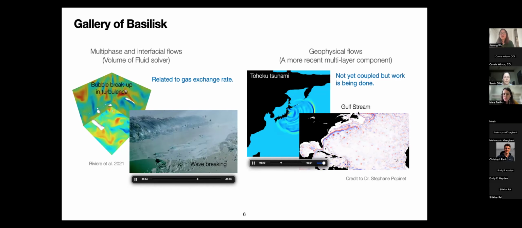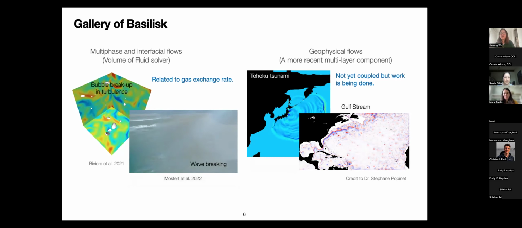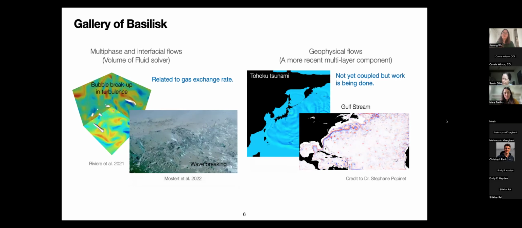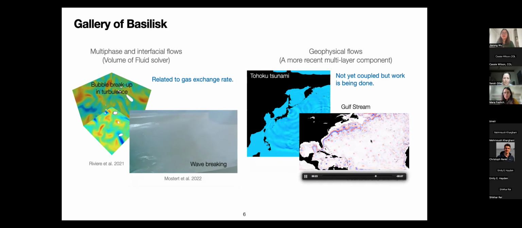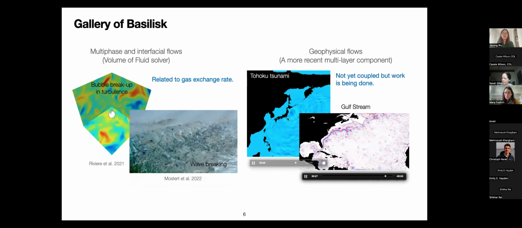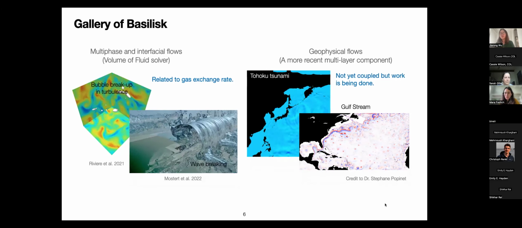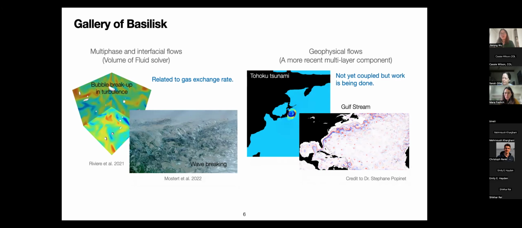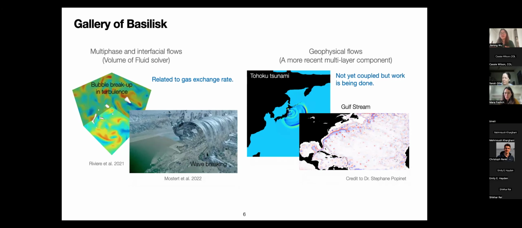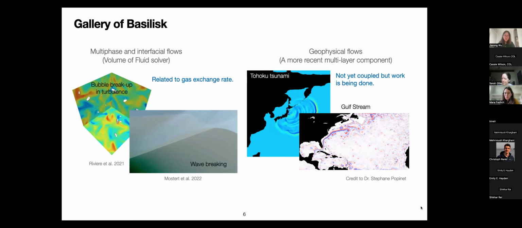And there's another component, as I said, the layered model, which is more like a layered ocean and atmosphere general circulation model. So it's cheaper and it's been applied to larger scale geophysical flows like tsunamis or the Gulf Stream. These are very high resolution simulations. There is not yet the coupling between the atmosphere and the ocean, but there's work actively being done on that front.